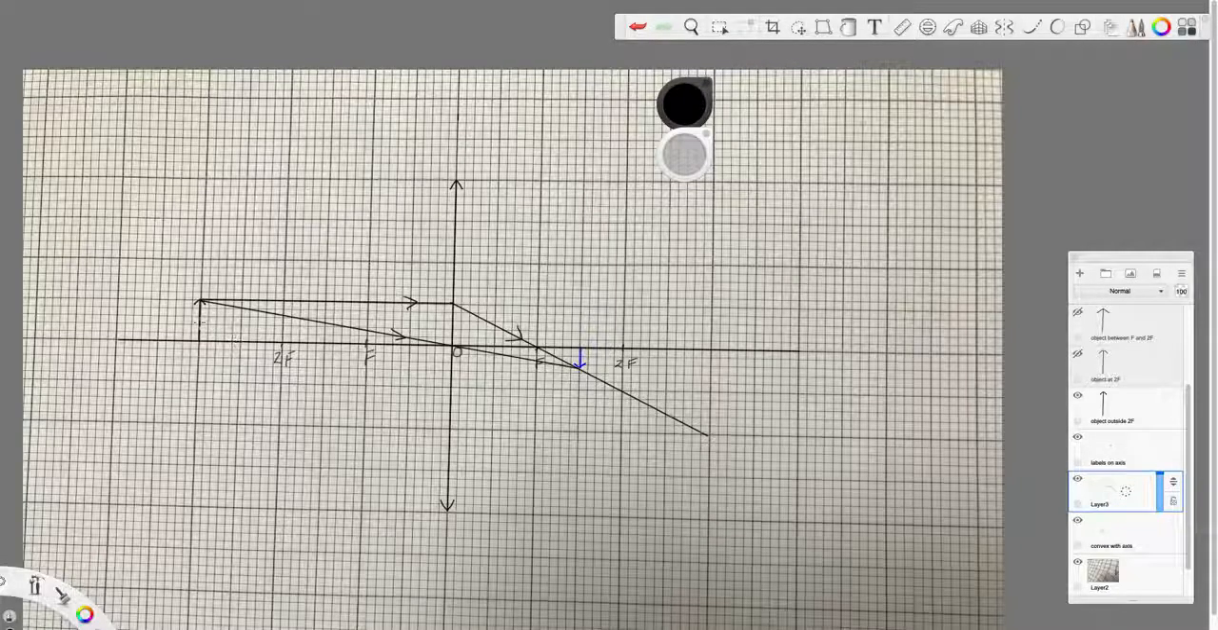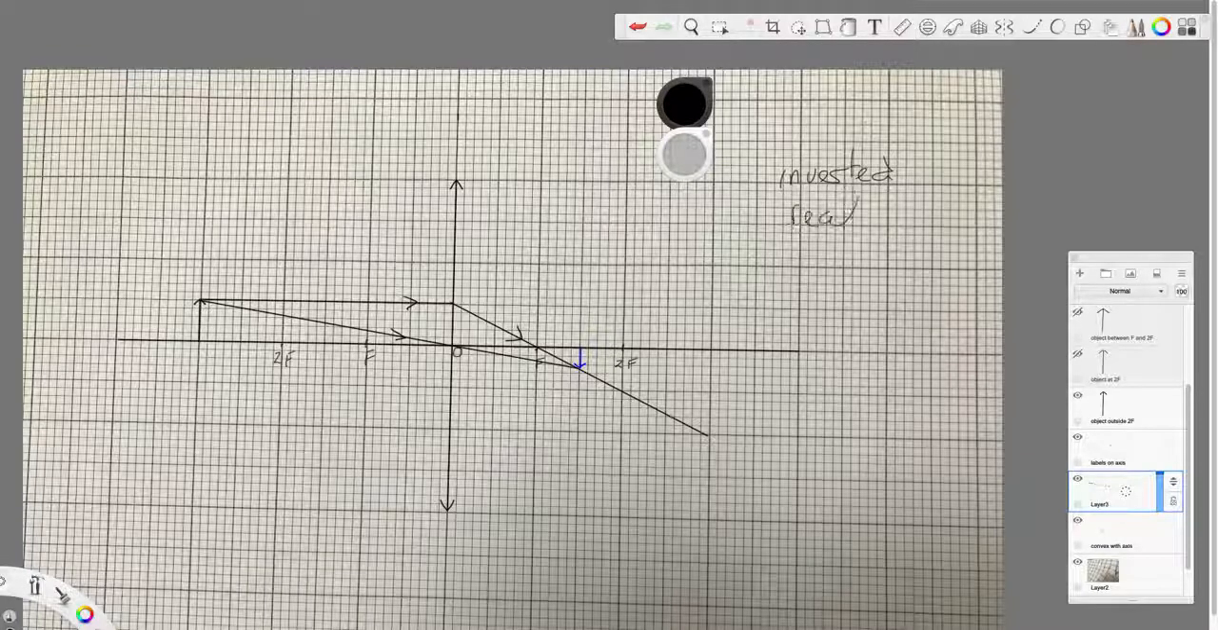Now, this is the top of my object. We represent our objects by arrows, and we take rays from the top of the object. Clearly, there'd be rays from every point on the object, but if we take rays from a single point at the top, then we know where the top of the image is. And you can see the image here is upside down. So, what have we got? This image is inverted. So, we could write that down. Image properties. It is inverted.